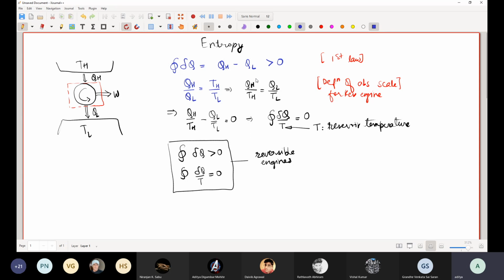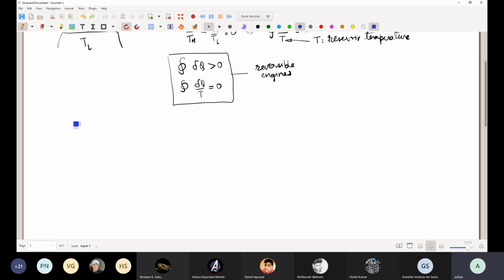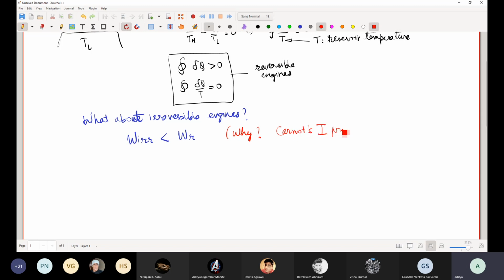Now, with this in mind, let us see what happens for an irreversible engine. Let us first write down the basic idea that the work output of an irreversible cyclic process will be less than the work output of a reversible cyclic process. Why is this statement true? This is true by something which we have done yesterday, by Carnot's first proposition, right? That the reversible heat engine is the most efficient heat engine operating between the same temperature difference.